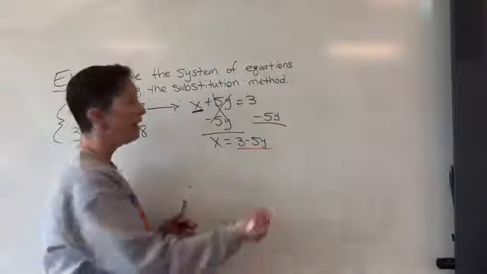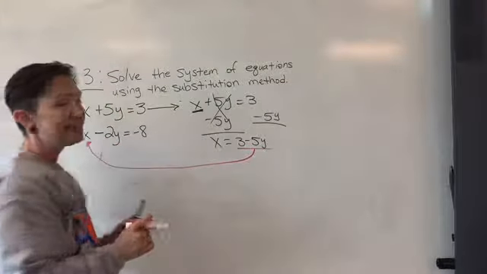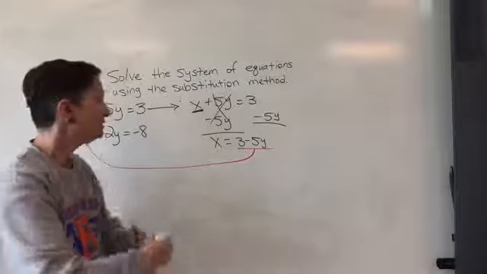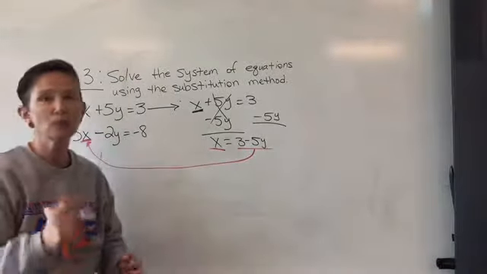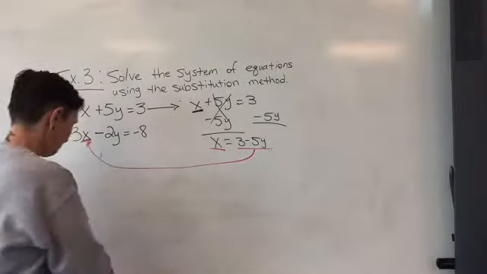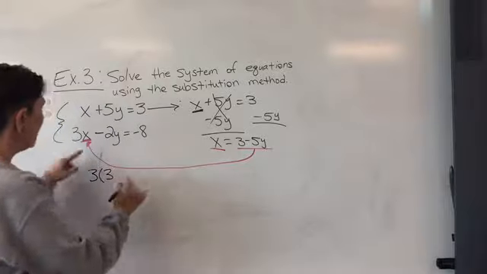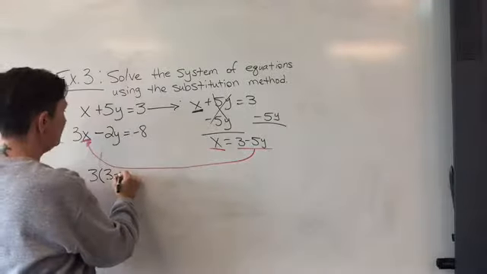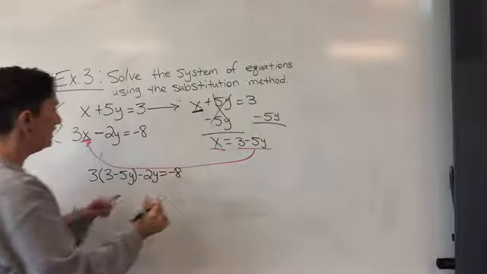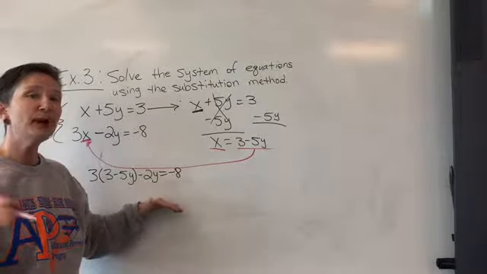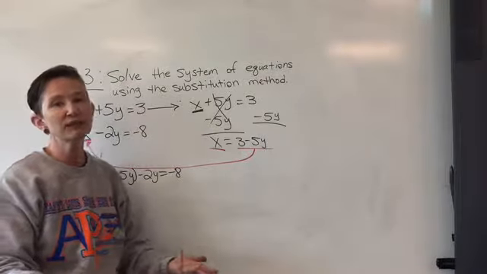3 minus 5y is going to get substituted into that second equation for x. Because we solved for x and this variable is x, we replace that. So let's do it. 3 times x is now 3 minus 5y, and then minus 2y equals negative 8. I just copy the rest of my original equation after I've substituted in. So let's solve this equation.